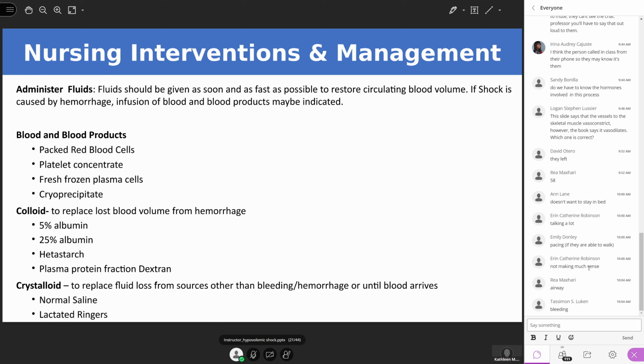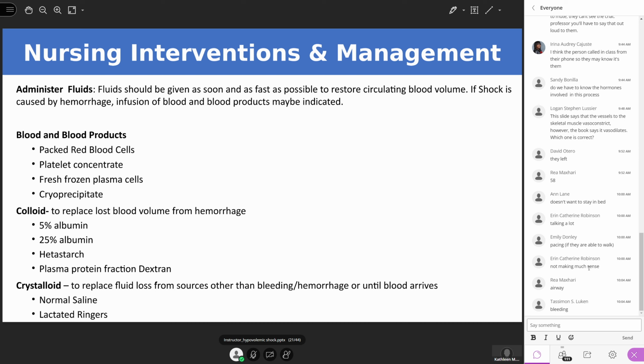And then the crystalloids are the normal saline and the lactated ringers. Those are the two that you're going to be giving the most. Why they give one or the other, I think it's pretty subtle. Obviously the normal saline has the salt and the water, and the lactated ringers has the sodium and calcium in it. I think they give the lactated ringers more for patients with burns and probably blood loss.